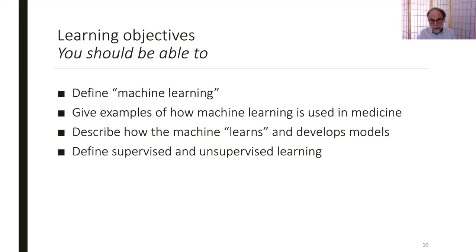So I think hopefully we've achieved the learning objectives of this talk. We've defined machine learning. We gave examples of how machine learning is used in medicine. We've described how the machine learns and develops models and keeps improving on itself. And lastly, we defined supervised and unsupervised learning.